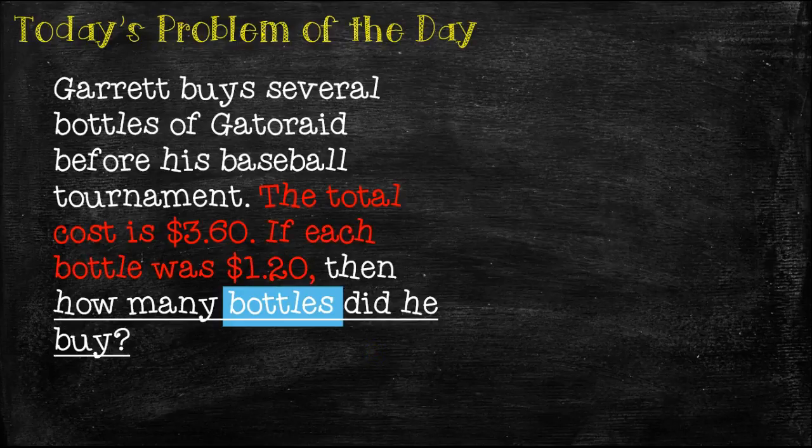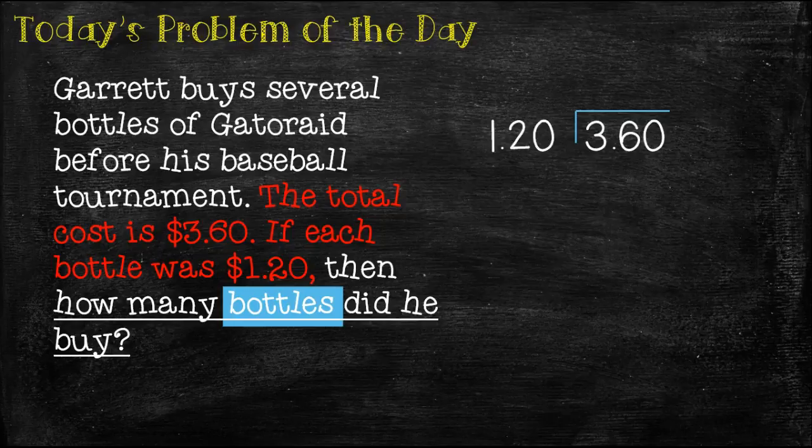So if we're going to be taking a whole group and putting it into smaller equal groups, what do we do? Do we add, subtract, multiply, or divide? I hope you said divide because that's exactly what we're going to do. We're going to divide $3.60 by $1.20.